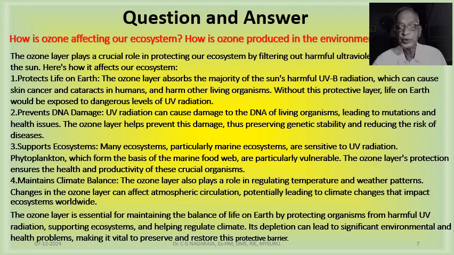Here are some questions again. How is ozone affecting our ecosystem? How is ozone produced in the environment? Simple answer: the ozone layer is above the earth. The ozone layer plays a crucial role in protecting our ecosystem by filtering the harmful ultraviolet radiation from the sun. It protects life on Earth, it protects against DNA damage, it supports ecosystems, it maintains climatic balance.